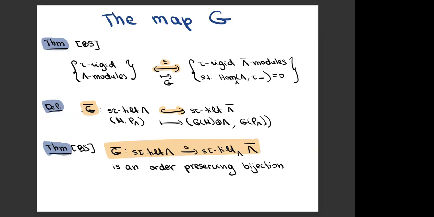And then again, I can enhance G with a G bar. What I get is an inclusion from support tau tilting lambda modules to support tau tilting lambda bar modules, where given a tau tilting pair, I first apply G to the M part, I apply G to the projective part, and as I said, they work well with lambda, so I just add in the projectives in lambda. This again gives me a bijection between support tau tilting lambda modules and support tau tilting lambda bar modules which all contain lambda. So this is a Bongartz interval of lambda inside of lambda bar.